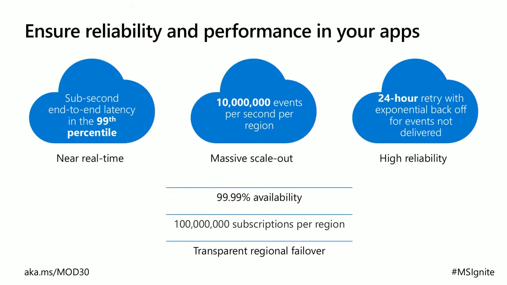So another feature of Event Grid, we mentioned it's scalable and reliable and secure. Near real time. So everything is sub-second end-to-end latency in the 99th percentile. You can do 10 million events per second per region, up to 100 million subscriptions per region. That's a huge, huge infrastructure. That would be something like high-frequency trading and things like that. Well, high-frequency trading would probably be the only application where this wouldn't be adequate.